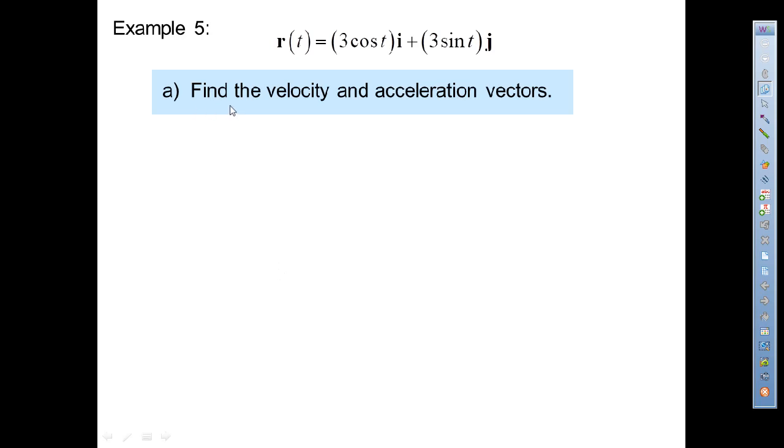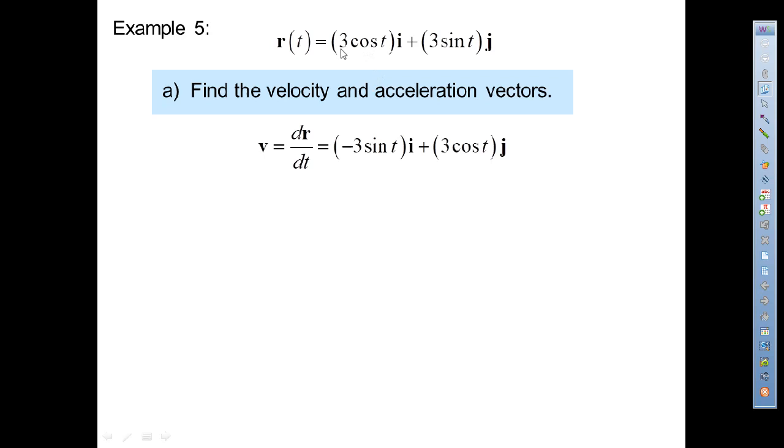All right, so let's look at an example. We've got r of t equals 3 cosine t i plus 3 sine t j. Find the velocity and the acceleration vectors. Well, if this was a normal xy equation, what would you do to the position function to find velocity? Well, you would take the derivative. Well, guess what? You can do the exact same thing. Velocity is nothing more than the derivative of the position function r with respect to t.